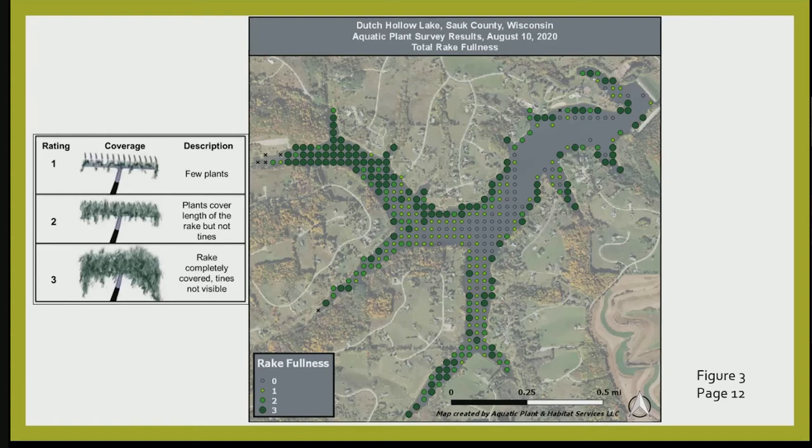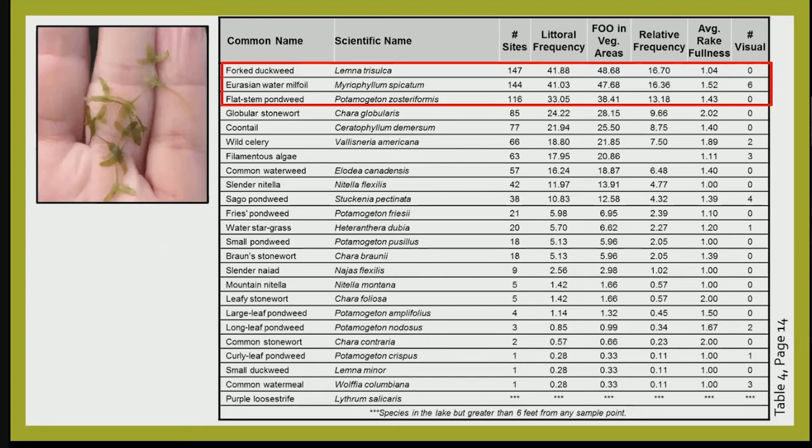This next table is on page 14. This one lists all of the species found in Dutch Hollow Lake during the 2020 survey. They're listed in order of frequency from highest to lowest. So the most common species is at the top. That's forked duckweed. It's also pictured on the left-hand side there.